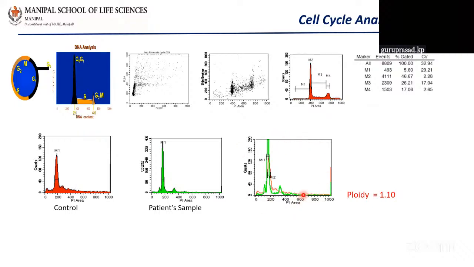Suppose someone has a cancerous tumor. Tumors generally have a different amount of DNA, so based on measuring the amount of DNA, you can identify a tumor versus normal. That is called ploidy analysis.